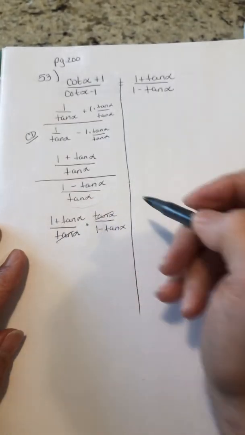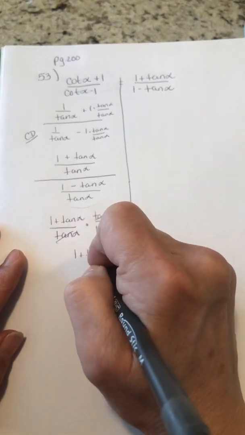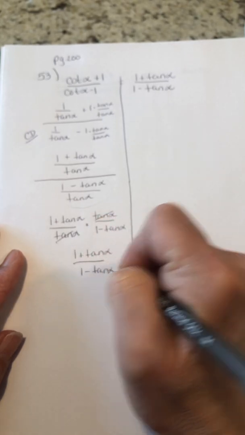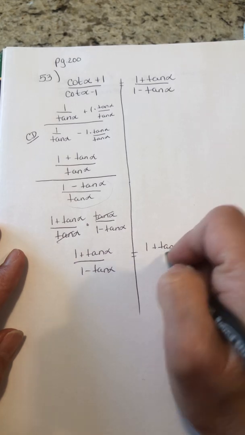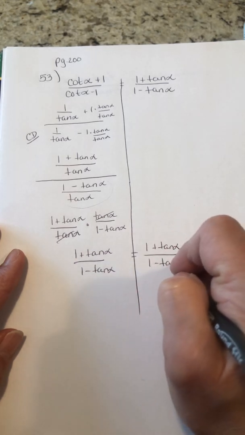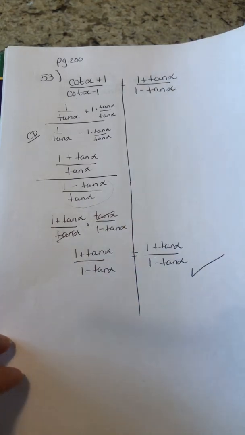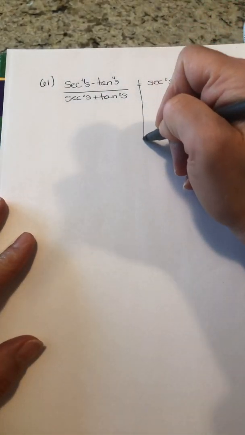And if we notice here, our tangent of alphas are going to cancel, and we're left with 1 plus tangent of alpha over 1 minus tangent of alpha, which is exactly what we wanted here on the right side. And so we've proven our identity on this one here. So we're going to try one more. We're going to look at problem number 61.